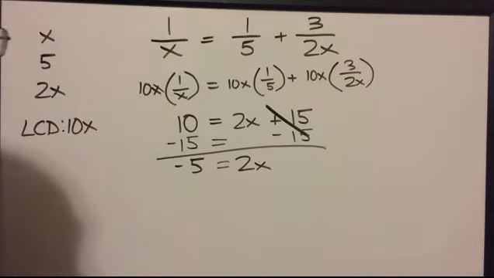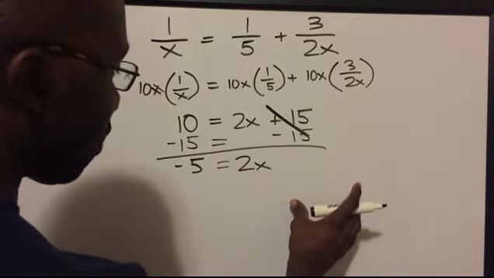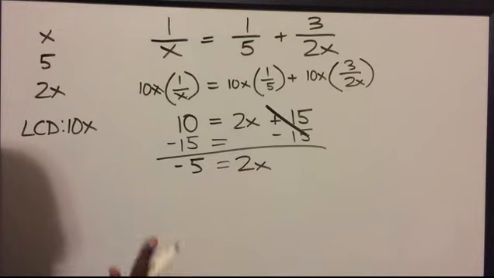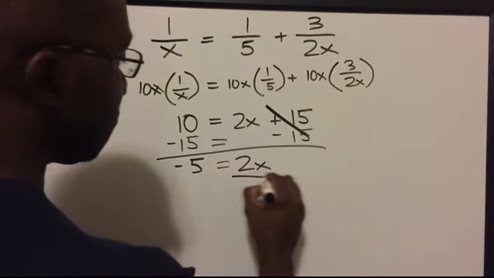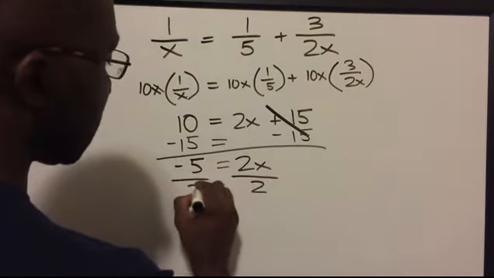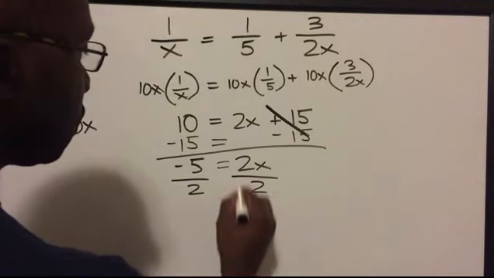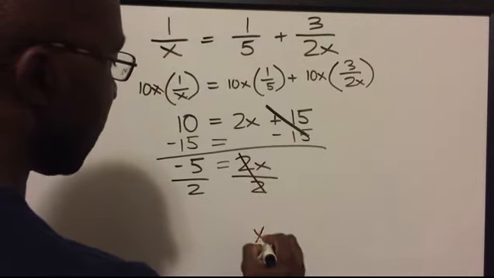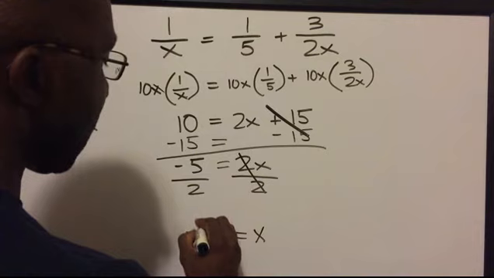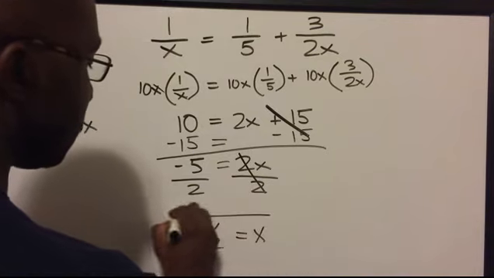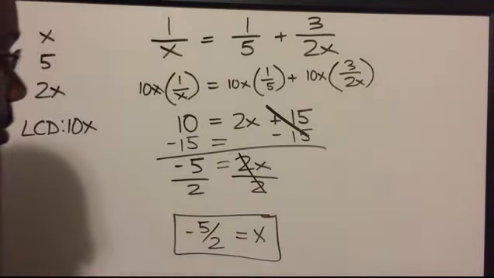Once again, we have not gotten our x's on one side and real numbers on the other side. The only way we can do that here is to divide by 2 on both sides. Once we divide by 2, this cancels out. X is equal to negative 5 over 2. And this is our answer there.